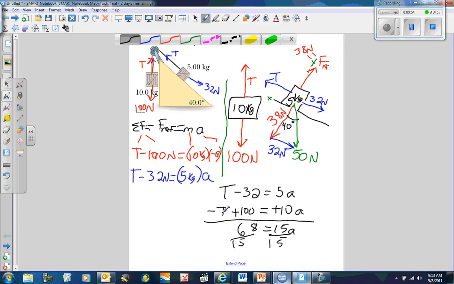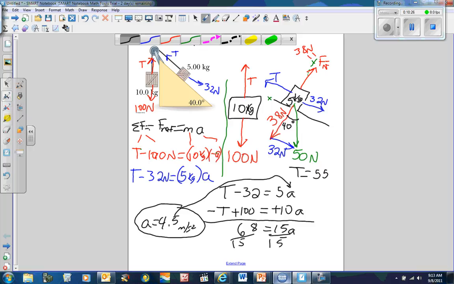And if you do that, you're going to get 4.53, and I told you we're going to do two significant figures, so I'm going to just do 4.5 meters per second squared. If you want to use 3, that'd be 4.53. So that is one of my answers. The other answer is I want to find tension. Well, all you have to do is take that 4.5 meters per second squared and substitute in for your A. And if you do that and round off to significant figures, I'll let y'all do it. The answer you should get is 55 newtons of tension.